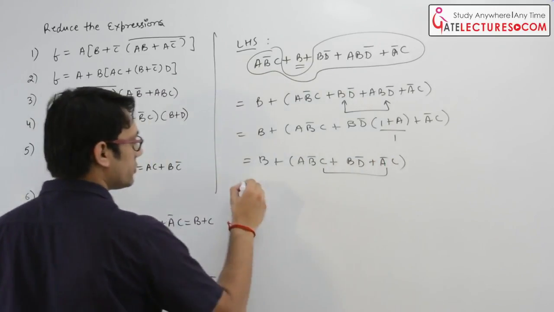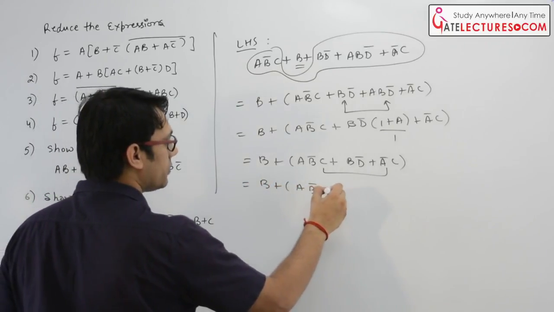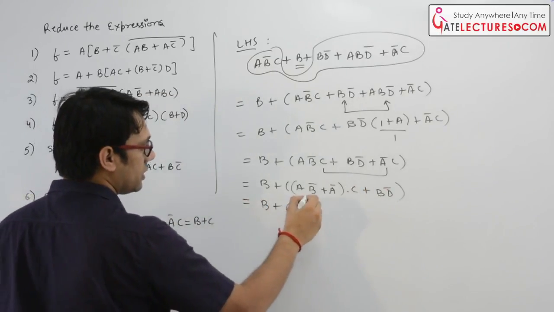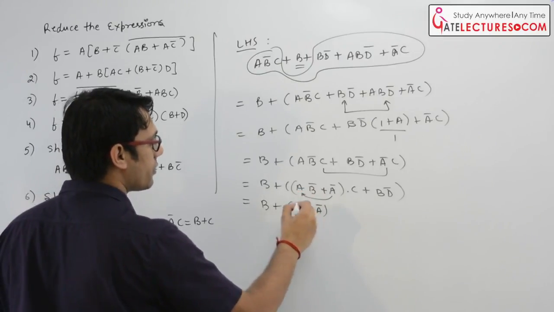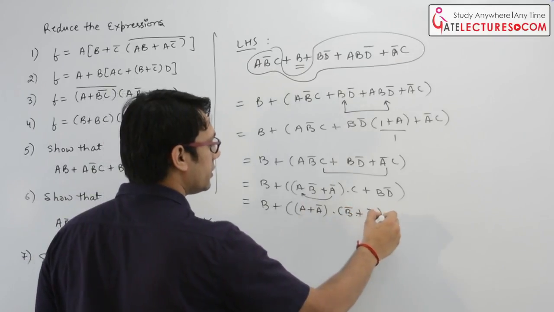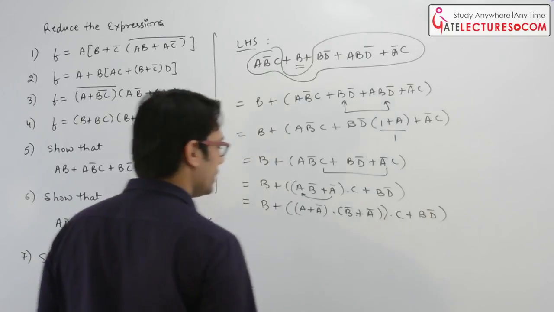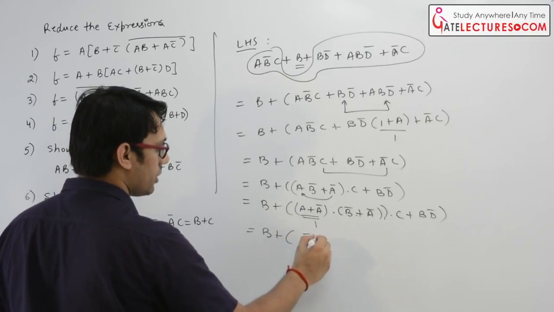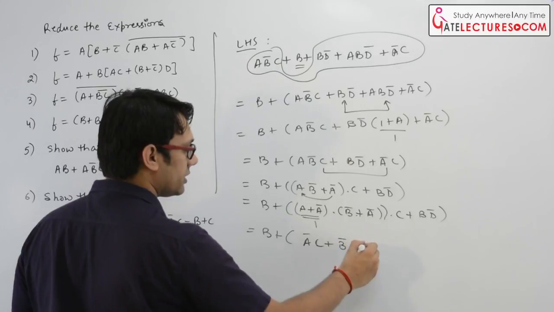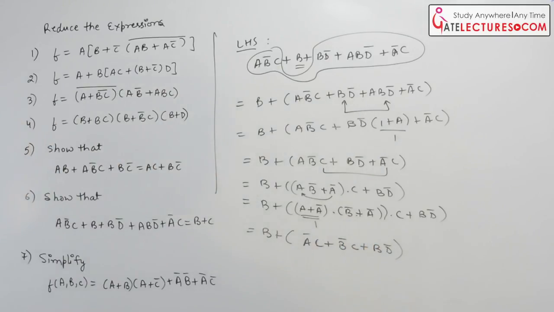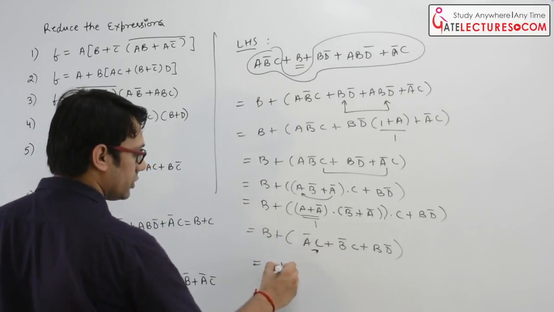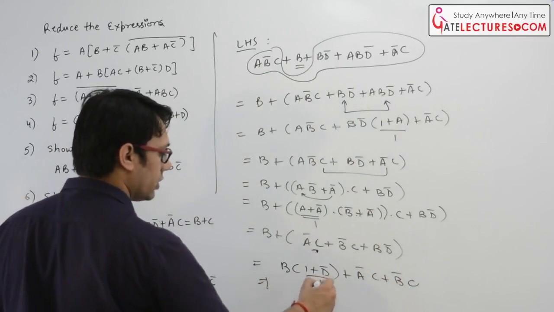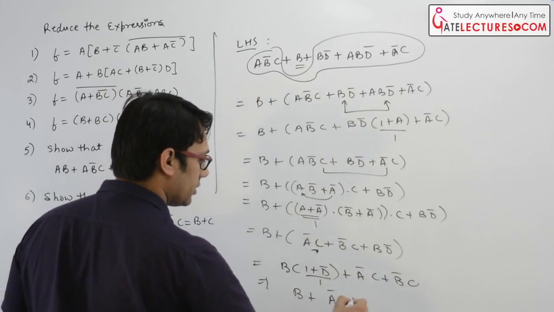Take C as common between these two. So it can be written as (AB complement plus A complement) dot C plus BD complement. So which is B plus, distribute A over this. So it is (A plus A complement) dot (B complement plus A complement) dot C plus BD complement. And this is equal to 1. So it is B plus A complement C plus B complement C plus BD complement. Now take B as common between these two. So you can take (1 plus D complement) plus A complement C plus B complement C. So which is equal to 1. So it is B plus A complement C plus B complement C.